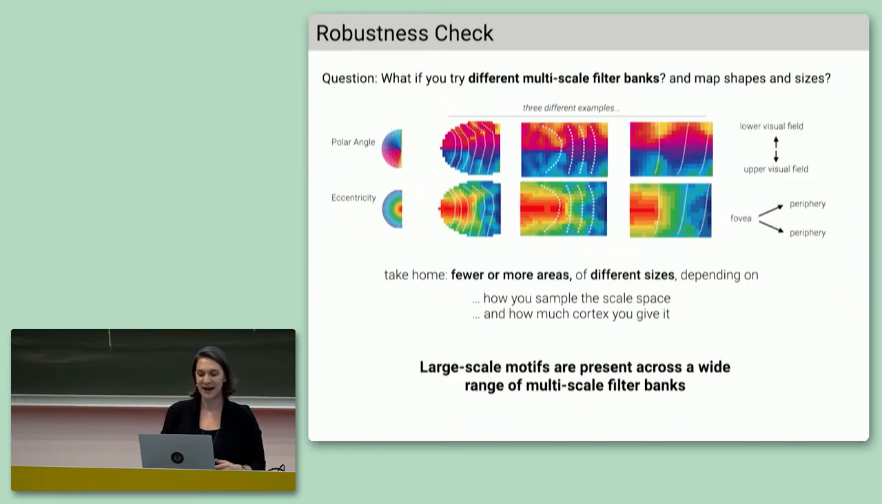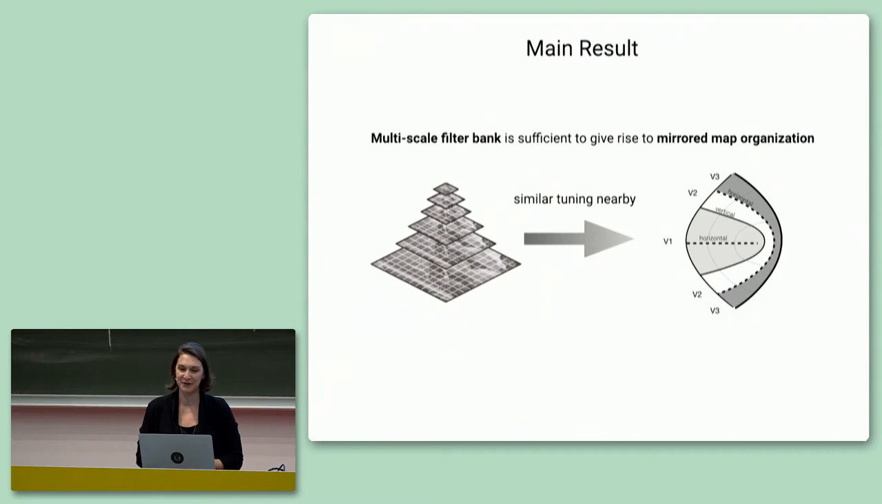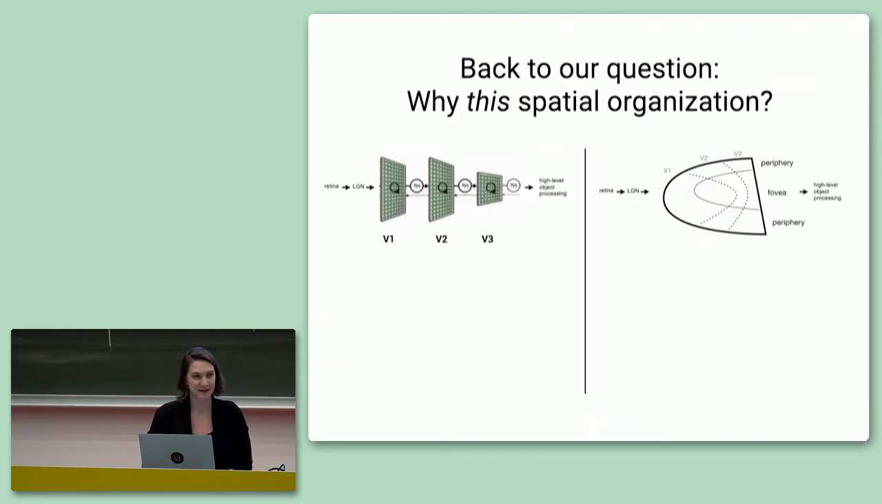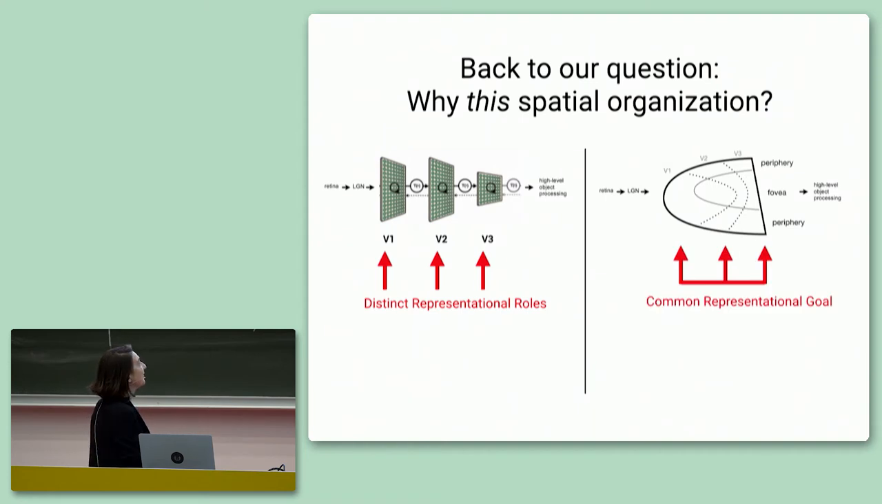But for the most part, within a range, you almost always get this upper to lower visual field separation and fovea to periphery. So the main result is that this multi-scale filter bank is sufficient to give rise to the mirrored map organization. Visual areas emerge without requiring any explicit hierarchical feature dimensions. So back to our question, why do we have this spatial organization? And this diagram often sort of emphasizes distinct representational roles, but what I just showed you provides evidence that this common representational goal can account for the entire topography across these areas.